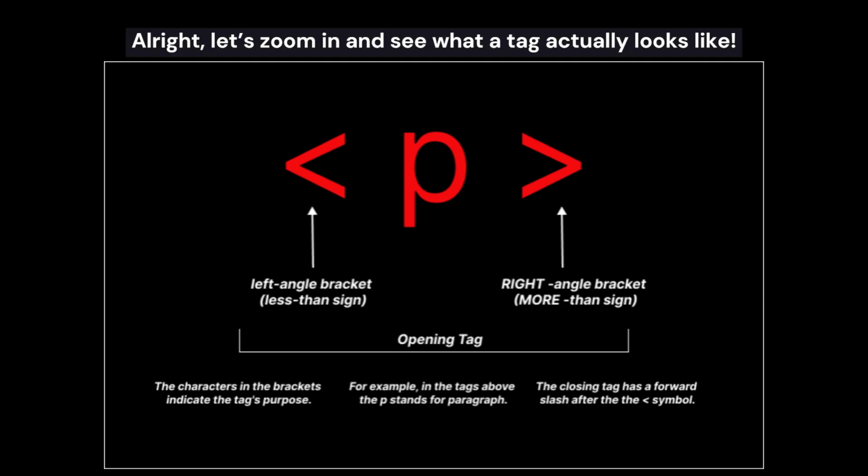Alright, let's zoom in and see what a tag actually looks like. Every HTML tag starts and ends with angle brackets, those little arrows pointing left and right. The one on the left is called the less than sign, and the one on the right is the greater than sign. Inside those brackets, we write a letter or word that tells the browser what it's looking at. For example, the letter P stands for paragraph. So when you write <p>, that means, hey browser, this is a paragraph. And that's your opening tag, the starting point of your content. Next, we'll talk about how to close it properly in the next round.